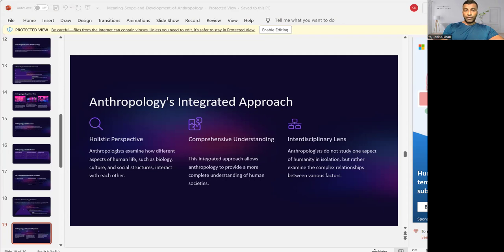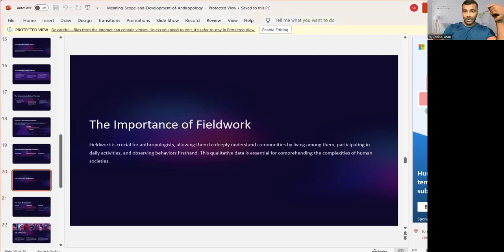When it comes to field work, we already discussed that the immersive approach is more significant as it gives you some qualitative understanding of the phenomena. So that's what I need to discuss here, the importance of field work. Field work is a very important and crucial part of anthropology. This allows anthropologists to immerse themselves into the communities that they study.